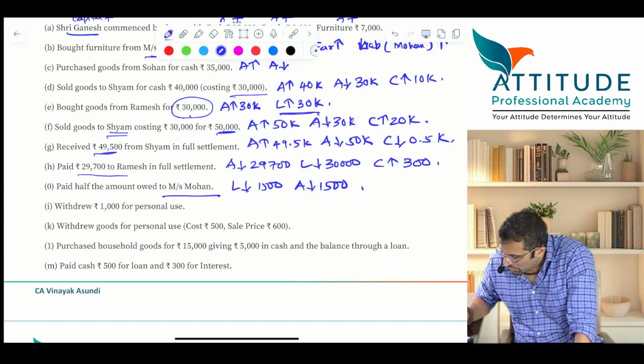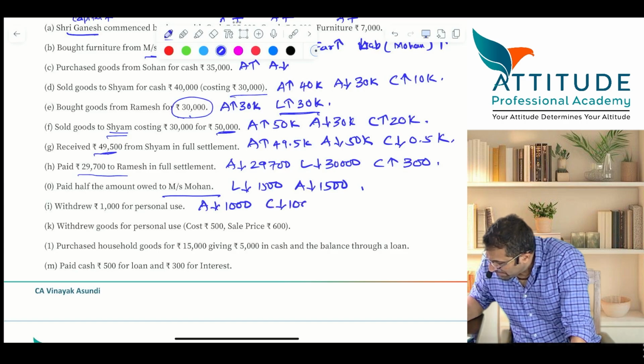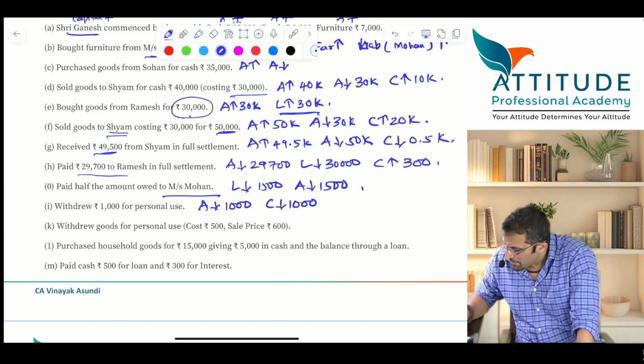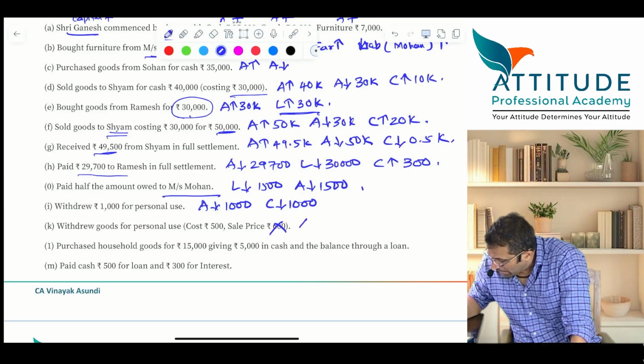Then withdrew 1,000 for personal use. Asset reduces by 1,000 and capital reduces by 1,000. Drawings. Withdrew goods for personal use. Don't take the selling price. Tell me. Stock is an asset. Asset reduces by 500. Capital reduces by 500.